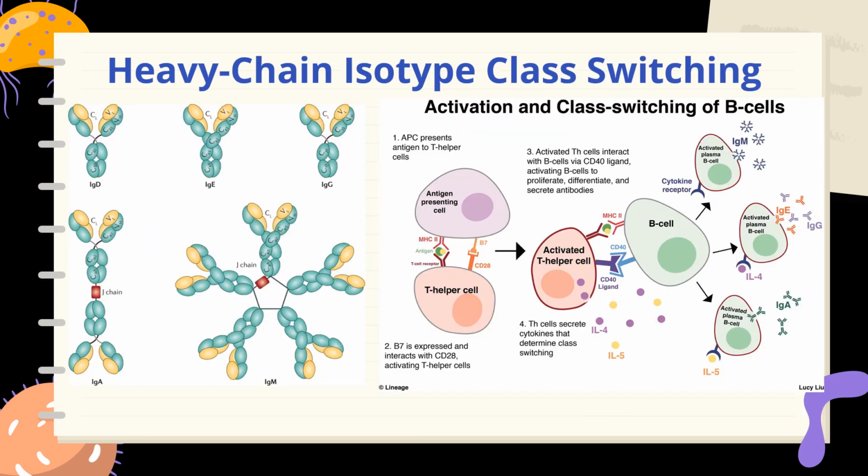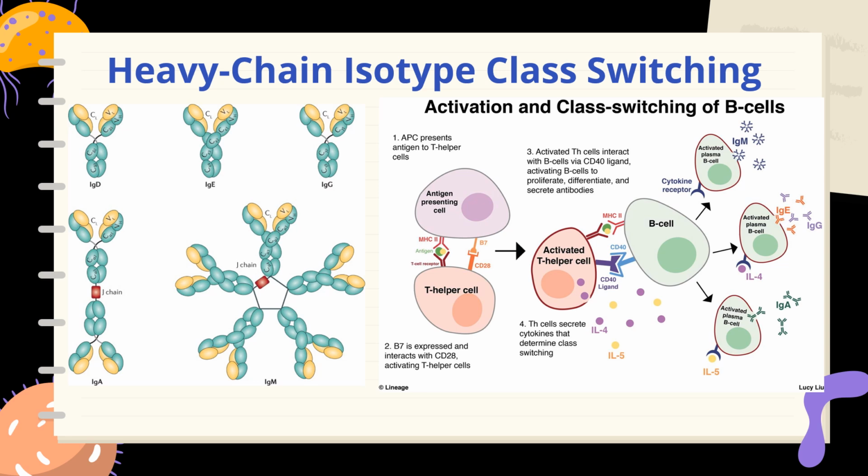Heavy chain isotype class switching. Heavy chain isotype class switching refers to the Fc region of an immunoglobulin switching to represent other Fc classes. The Fc region is the stem-like part of the immunoglobulin, and this elicits the respective antibody function for the immunoglobulin. Helper T cells will stimulate IgM and IgD on B cells to produce antibodies with different heavy chain isotypes.